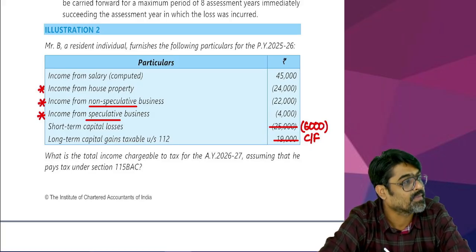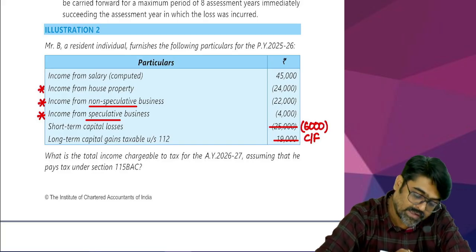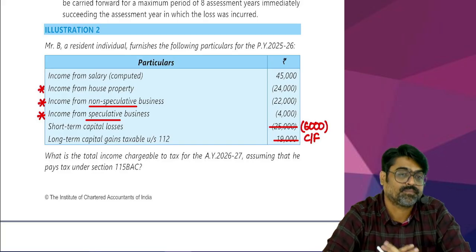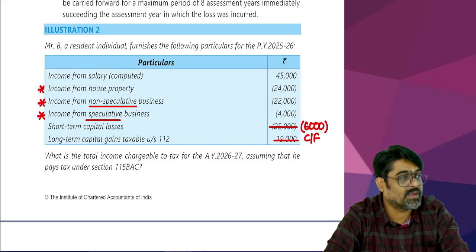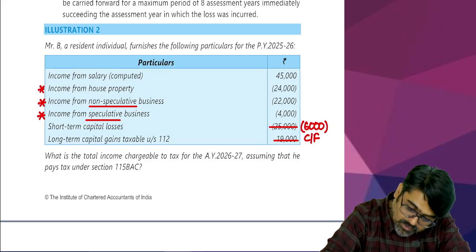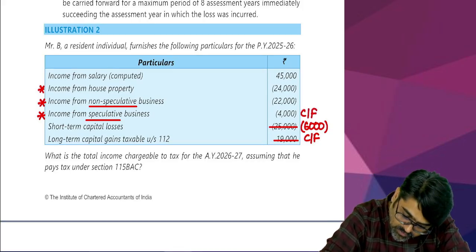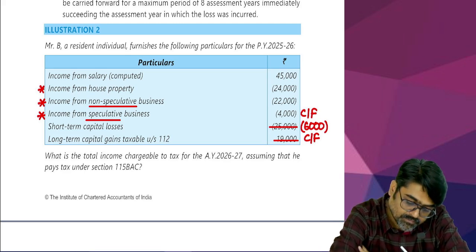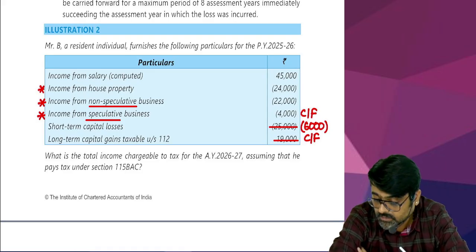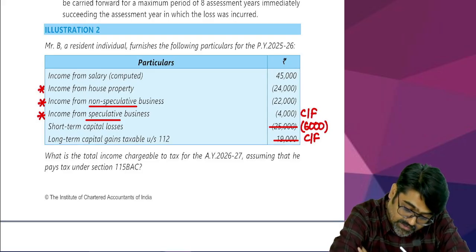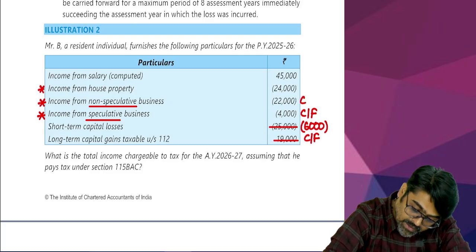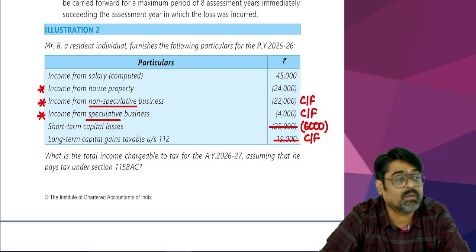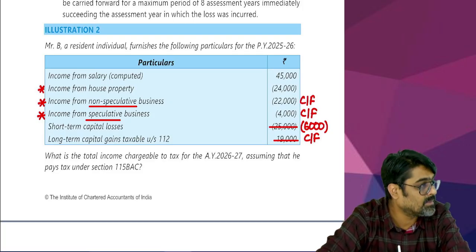Yes or no? Now do you have any speculative business income? So your speculative business loss cannot be set off against any business income or any other head. So this will also be carried forward. This 4,000 will also be carried forward. Do you have a normal business loss? Tell me yes or no. Can it be set off against your salary income? So this will also be carried forward. You don't have any other income against which your normal business loss can be set off.